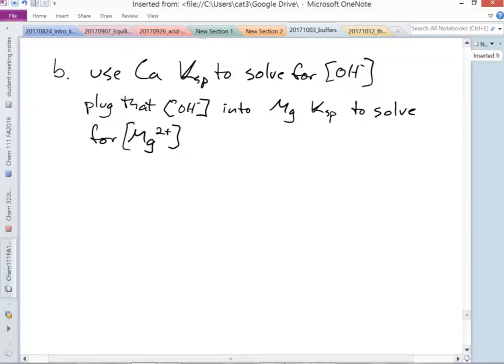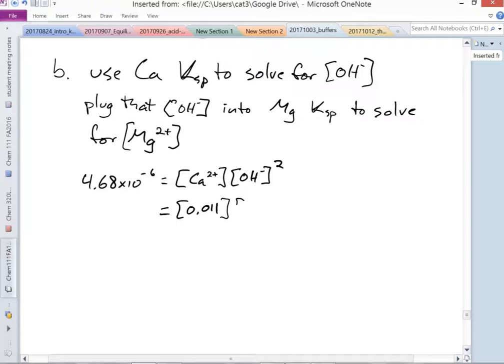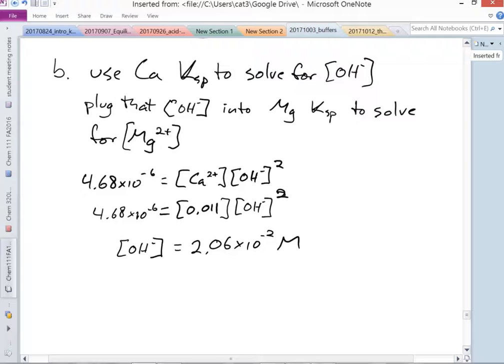What was the KSP for the calcium one? And calcium was 0.011? Okay. Divide both sides by 0.011, take the square root. Cool. That's a good start.